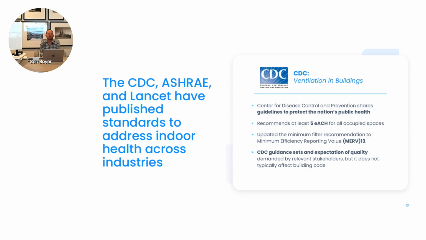The CDC also came out with their standard, whereas ASHRAE looks at it by building type and room type, so how the space is being utilized. A gym is very different than a corporate office. The CDC just tried to come up with a number that if you wanted to have a sort of a minimum healthy building, you would have 5 equivalent air changes per hour, and you would be operating at a MERV 13 level.